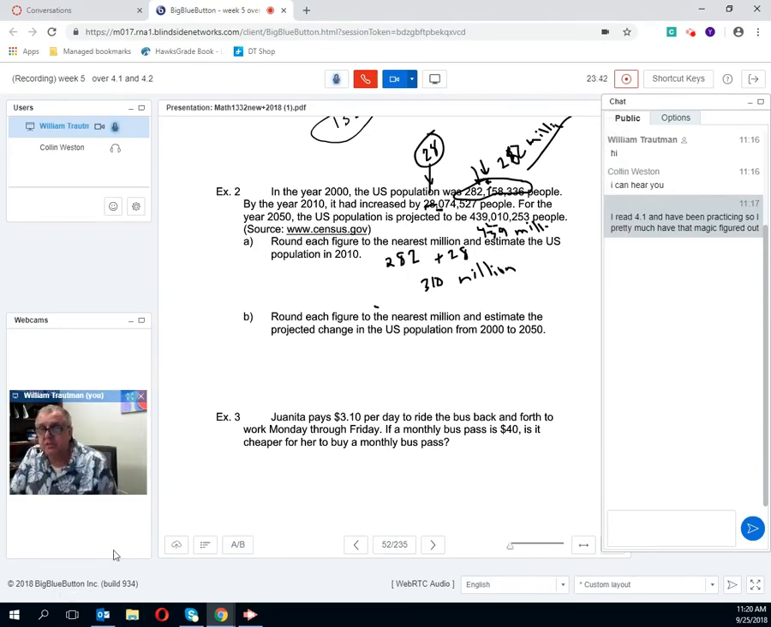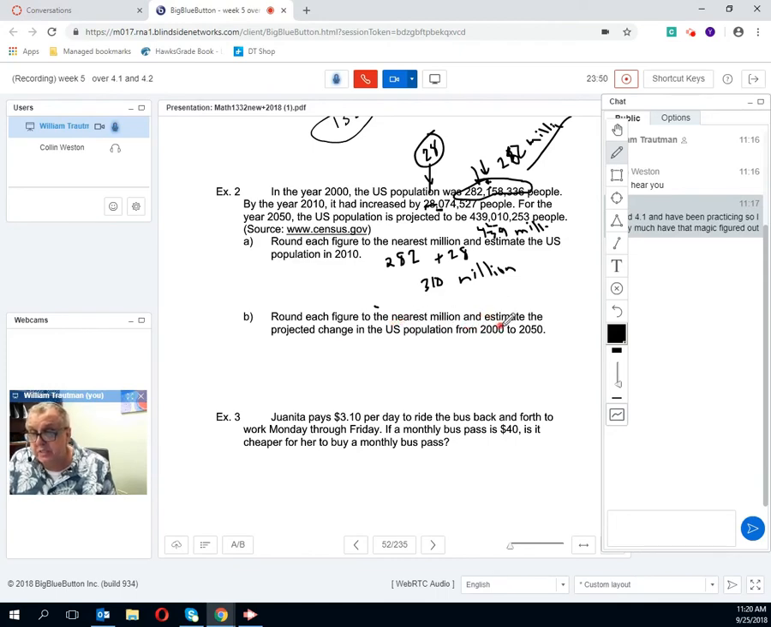It's a little strange. There's a lot of stuff going on there. It says round each figure to the million and estimate the projected change in U.S. population from 2000 to 2050. First of all, in 2000, we had 282 million. In 2050, our projected population is 439 million. It says round each figure in millions. We did that. They both rounded to millions.